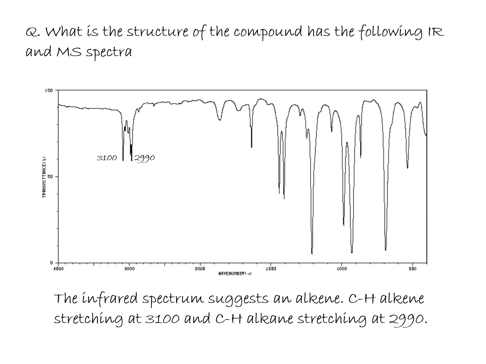What is the structure of a compound that has the following IR and mass spec?